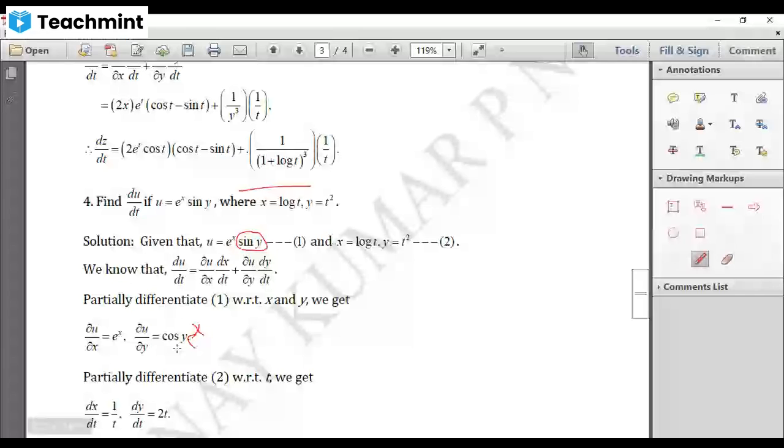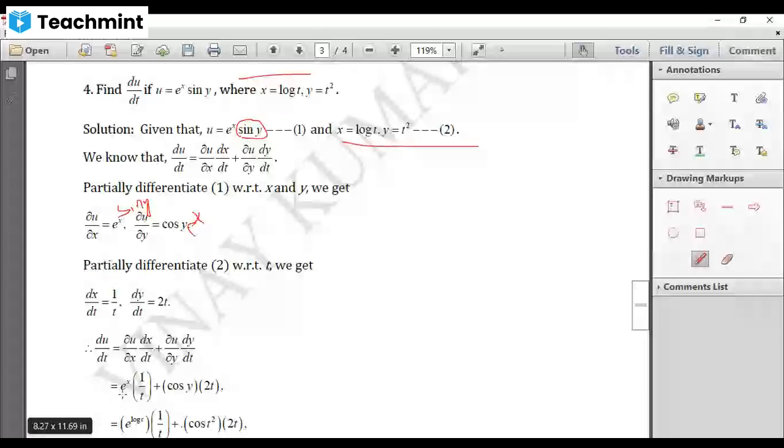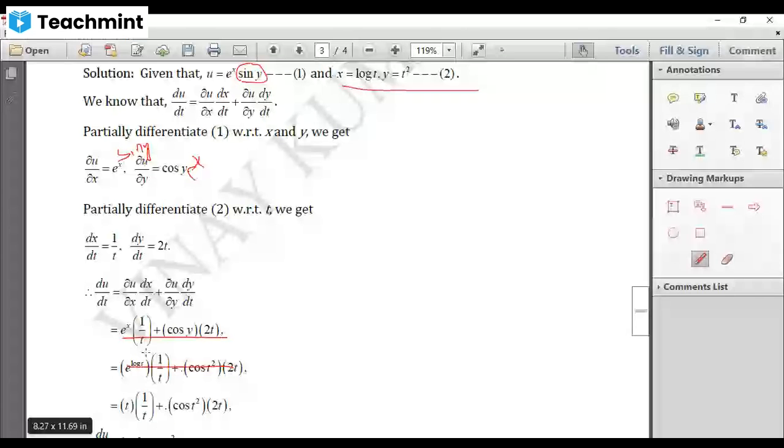And here, when you are differentiating with respect to x, your e to the power of x into sin y remains as it is. Here sin y is missing. Here e to the power of x is missing. Okay. Now partially differentiate this with respect to t. So dx by dt is equal to the derivative of log t, which is 1 by t. The derivative of y is 2t. Substitute them. Here you have to make all those changes. Substitute and simplify. That gives you the answer.